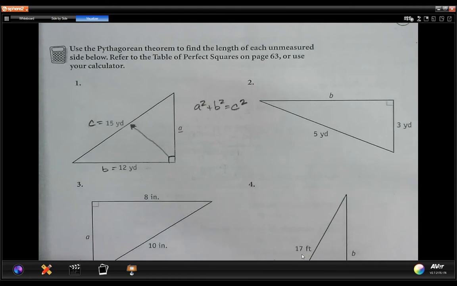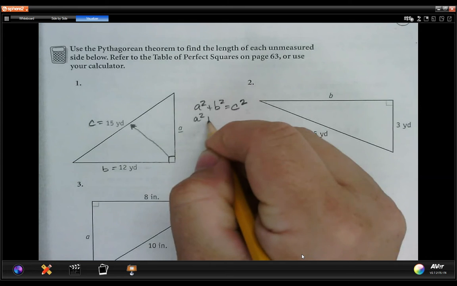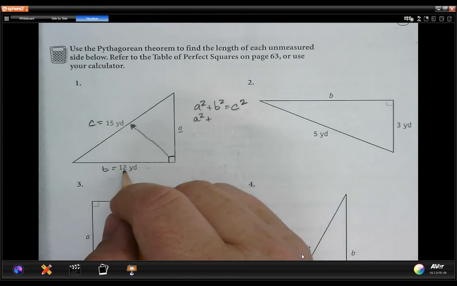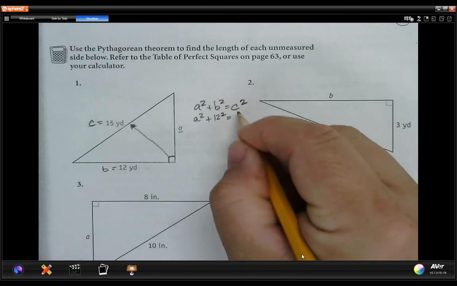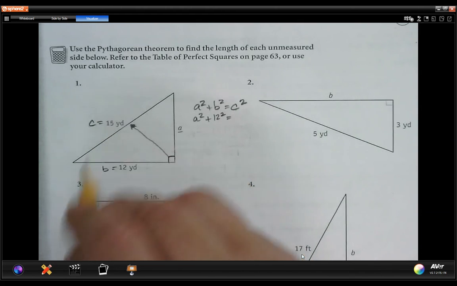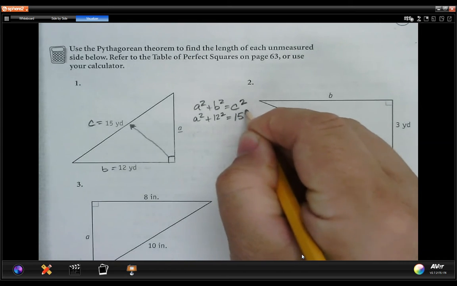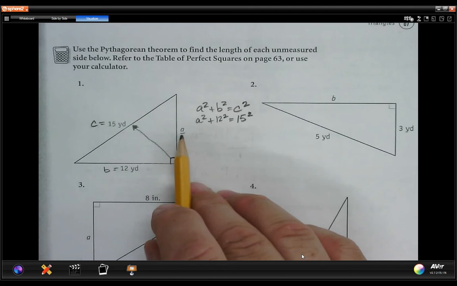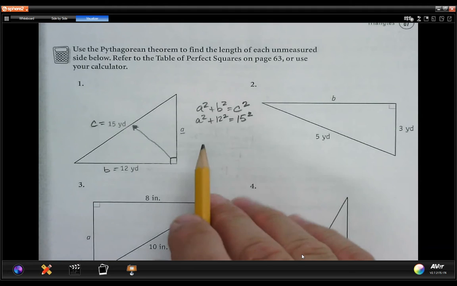So now I can begin to substitute my values into my formula. Now I have A squared plus B squared. Well, I've identified B as being 12. So 12 squared equals C squared. This time I know what C is. I'm not looking for C. I've already been given it. So C is 15. I'm going to go ahead and substitute that in for that value. Does everybody see what we've done so far? We're looking for A. We've identified this as B and this is C. So we've just substituted those values into the formula.